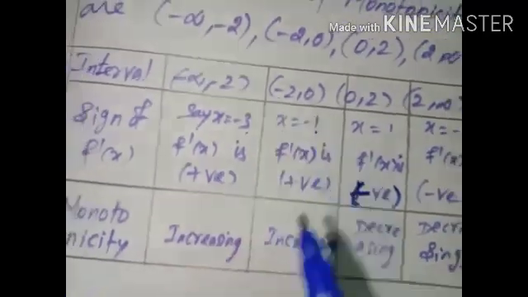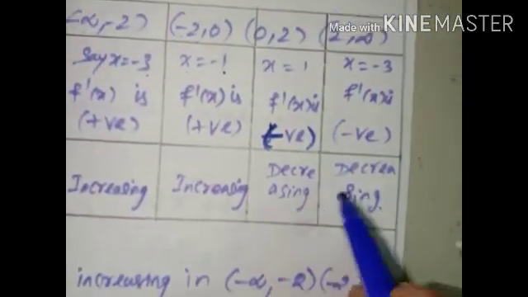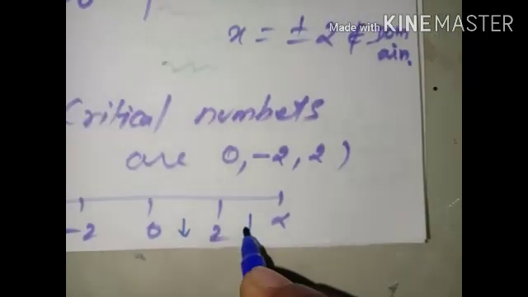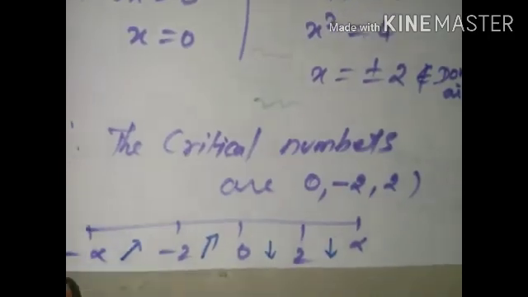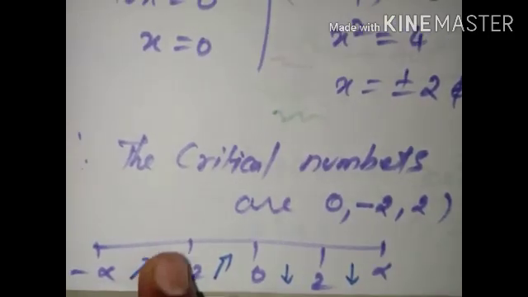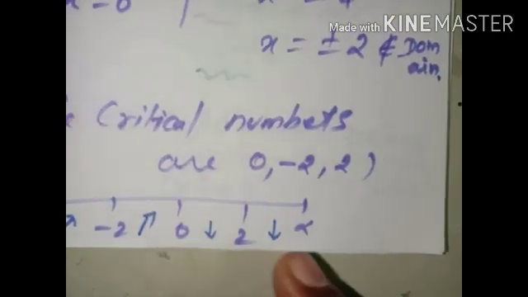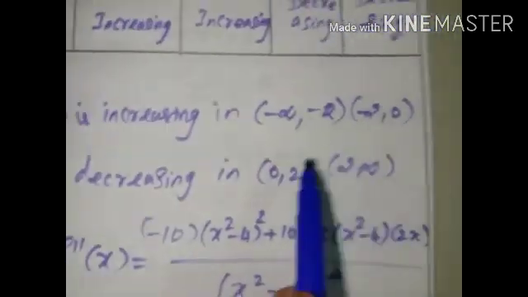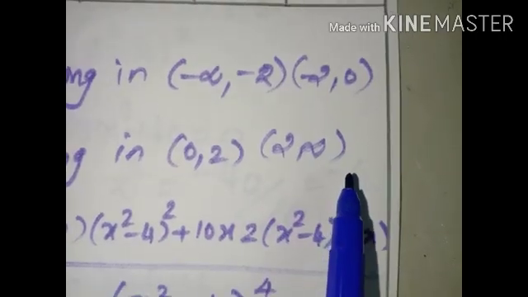Therefore the monotonicity is: minus infinity to minus 2 is increasing, minus 2 to 0 is increasing, 0 to 2 is decreasing, and 2 to infinity is decreasing. So f of x is increasing in minus infinity to minus 2 and minus 2 to 0, and decreasing in 0 to 2 and 2 to infinity.